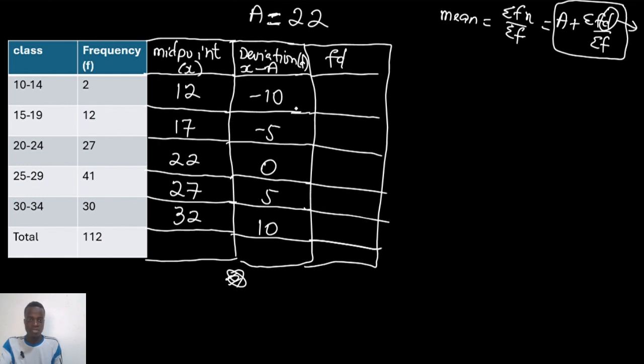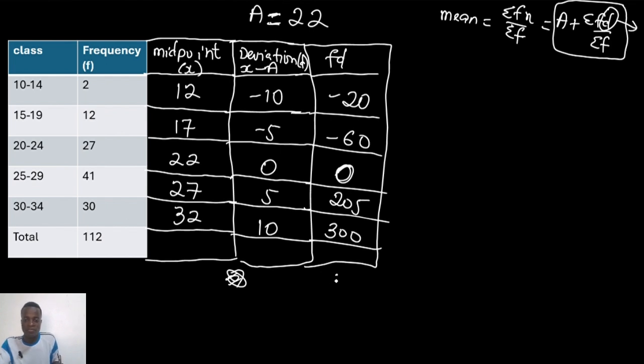So for the fd, our f is the frequency, times the deviation. So 2 times negative 10 is negative 20. 12 times negative 5 is negative 60. 0 times 27 is 0. As we said, the assumed mean always cancels out. 41 times 5 is 205. 30 times 10, that's 300.